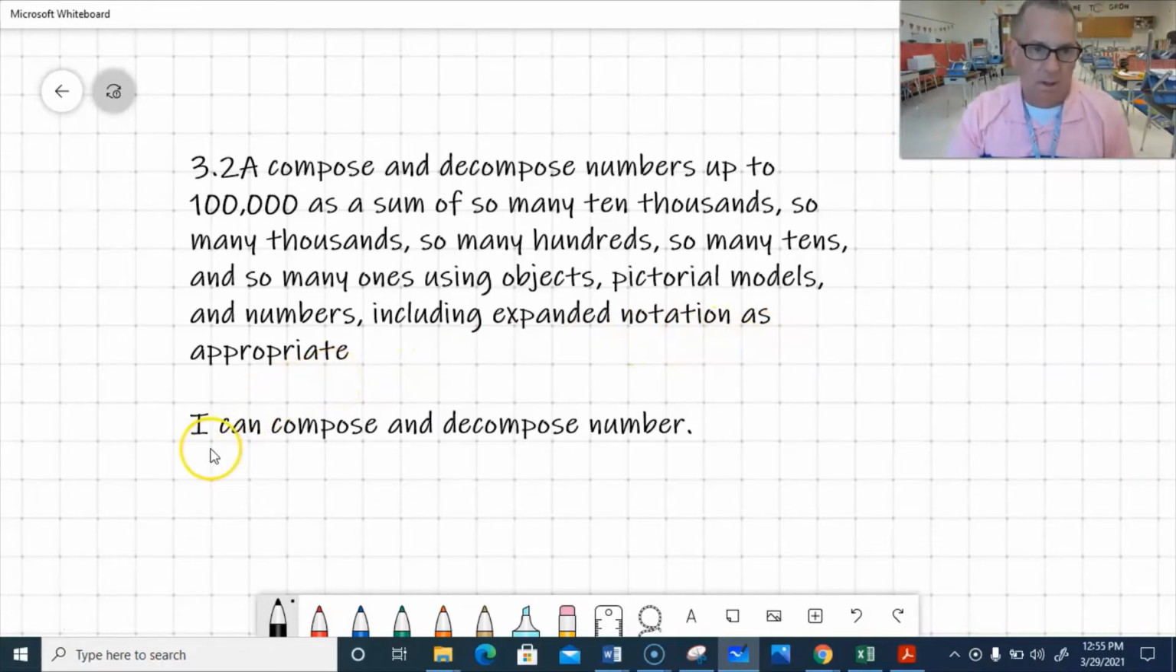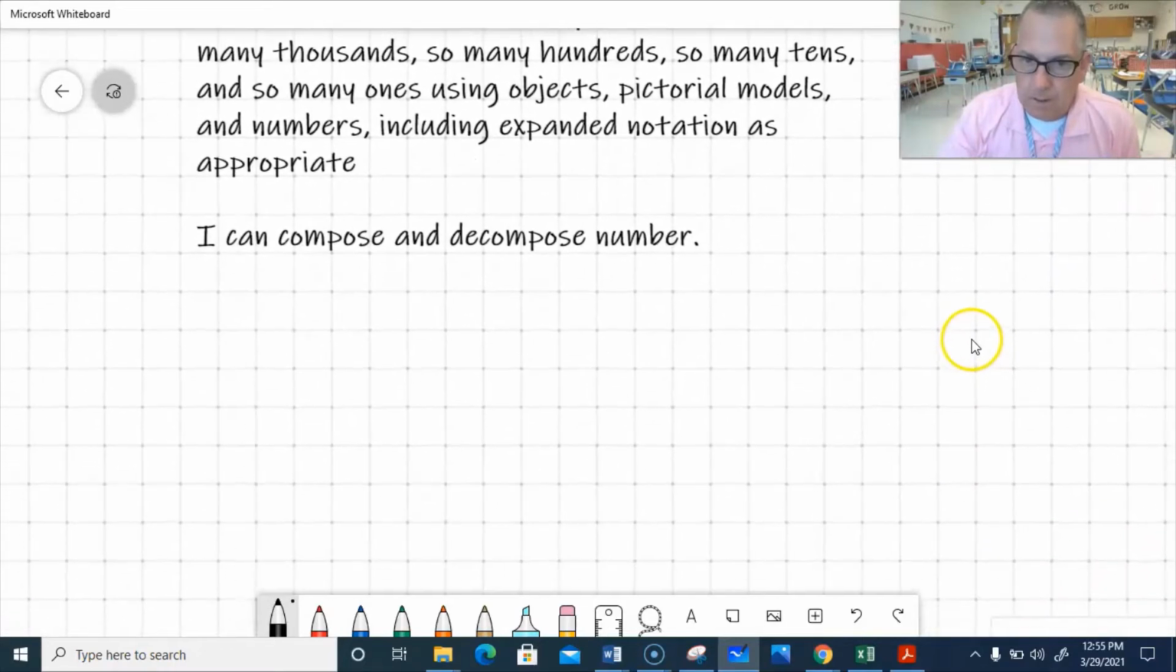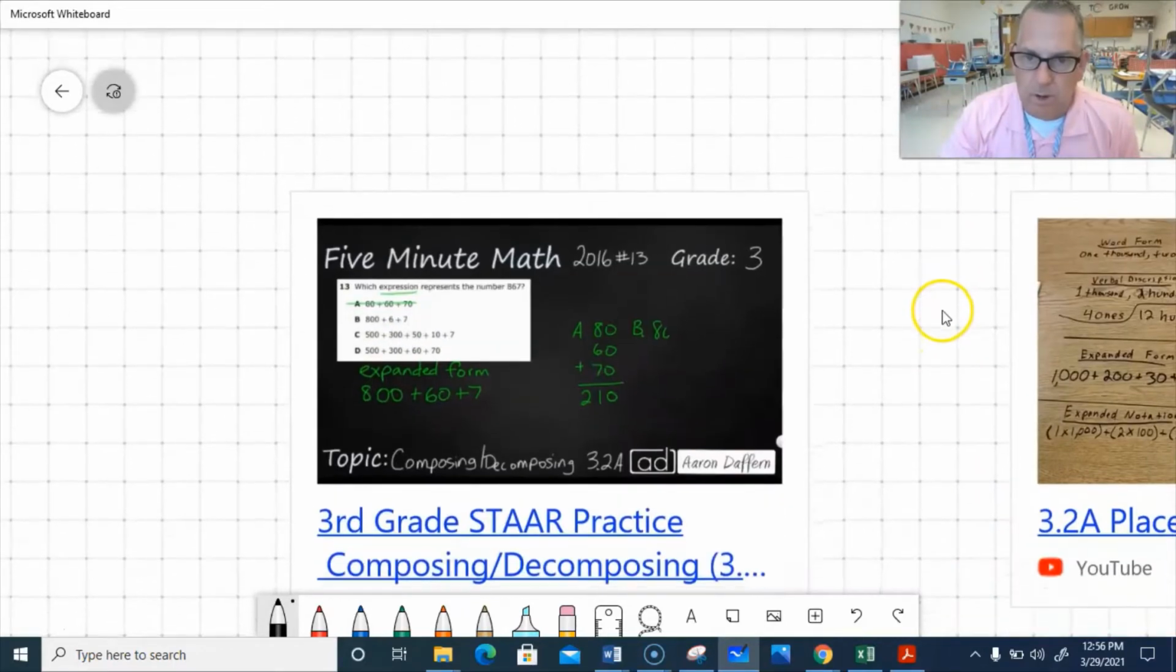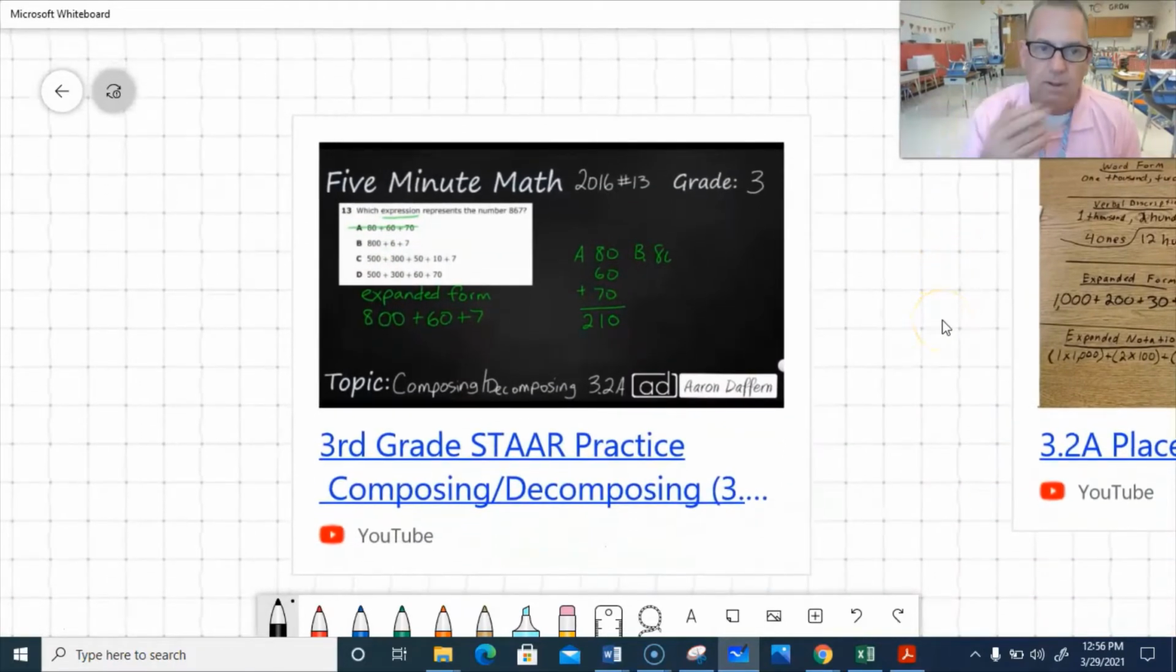And basically, what you should be able to say by the end of the lesson is I can compose and decompose numbers. This is a review from the beginning of the year, and we've talked about composing and decomposing numbers ever since kindergarten. So I've got a video real quick, one of Aaron's videos. This is one of the STAAR test questions from 2016. It's question number 13. And he's going to talk through explaining how to solve it.